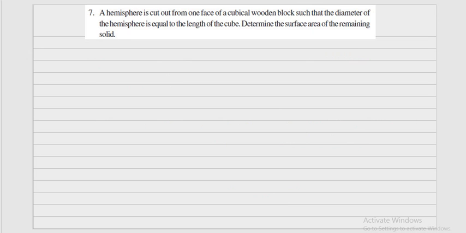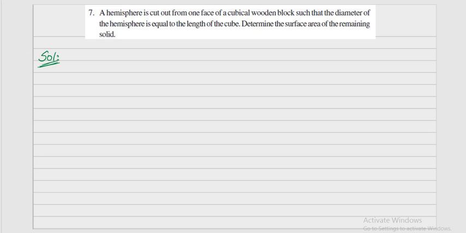A hemisphere is cut out from one face of a cubical wooden block such that the diameter of the hemisphere is equal to the length of the cube. So this particular question is a little different. You will understand that the surface area does not depend on curved surface areas only. We have already discussed previously that whenever you are combining figures, their bases are getting closed, because of that we are considering the CSA, right?